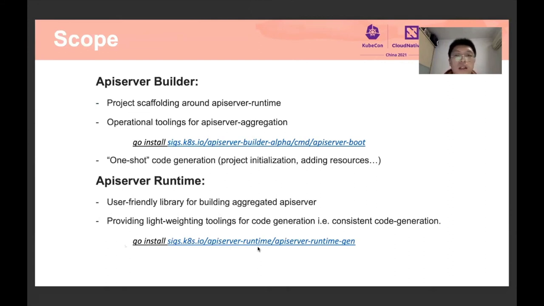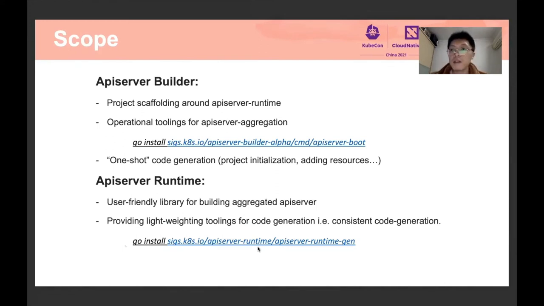After telling the evolution of the projects, let's clarify the scope of API server builder and API server runtime. Overall, the API server builder will be a project doing scaffolding for API server runtime, which is similar to the relationship between Kubebuilder and controller-runtime. The API server builder also provides users a set of useful utilities, the command lines to operate the AA servers inside your Kubernetes clusters.